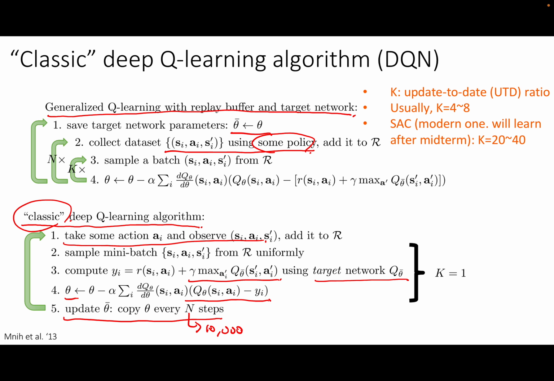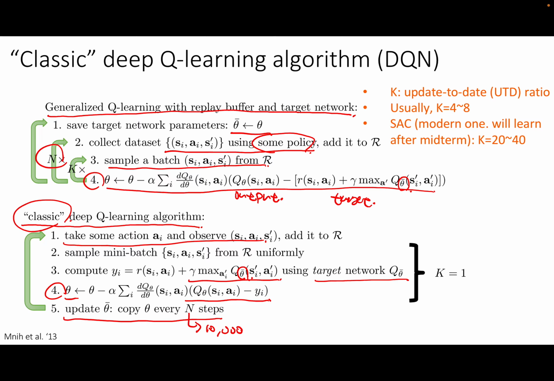And then we sample a batch from the buffer, and then we update theta, and that is the same. I mean, this fourth step and this fourth step are actually the same. The important thing is that this is our output, and this shows the target. The important thing is the target is from a different network, theta bar. So the fourth step is the same, but here we have some difference.